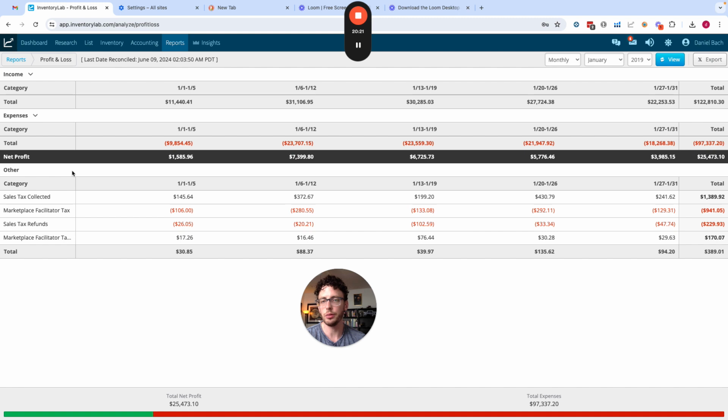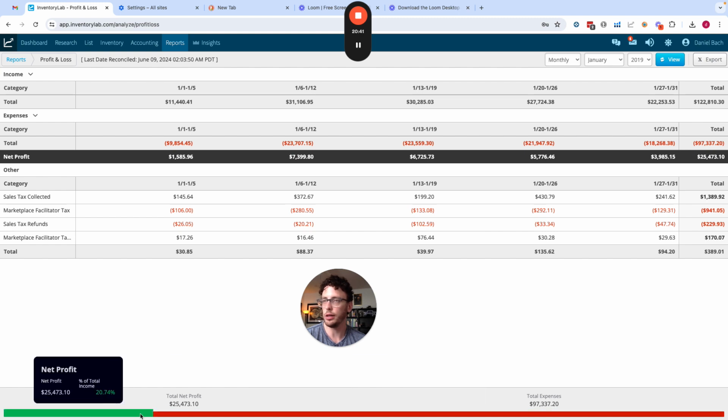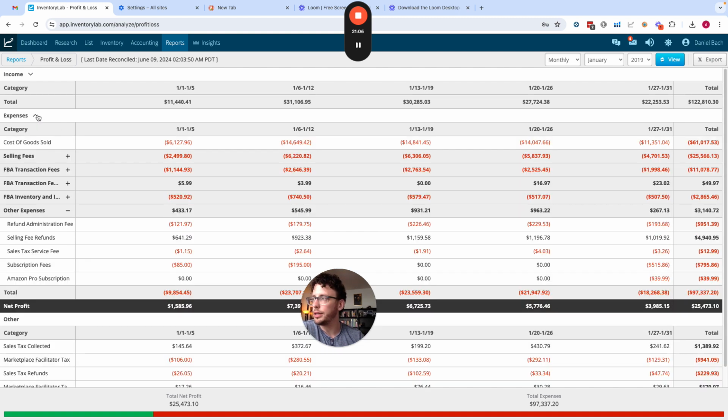Amazon collects sales tax on behalf of sellers these days, but it breaks out to a pretty healthy profit margin for retail arbitrage of 20.74%. Again, that's $25,473.10. And then expenses were close to 80, but this is pretty typical, not bad. So, yeah, $25,473.10 is 20% of this number, $122,810.30. So I'm sure you're going to have a lot of questions about this. I'll show you how to add your expenses real quick, but just know that you really need to stay on top of this sheet.